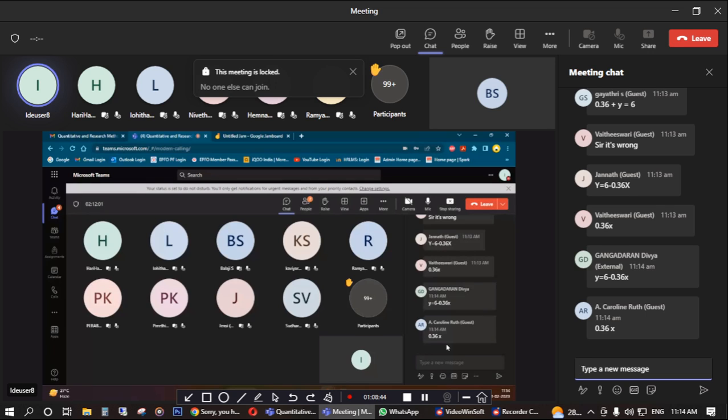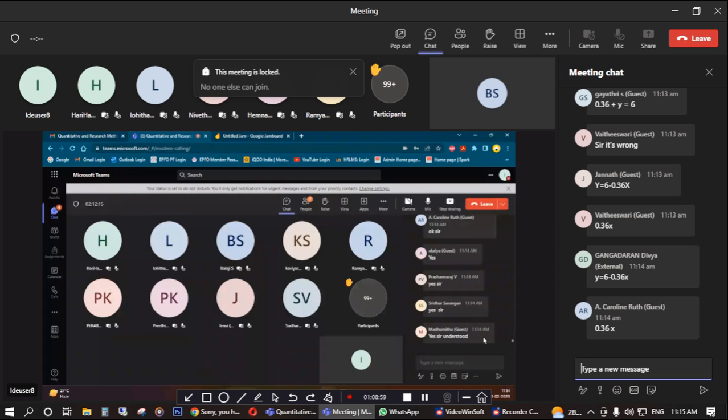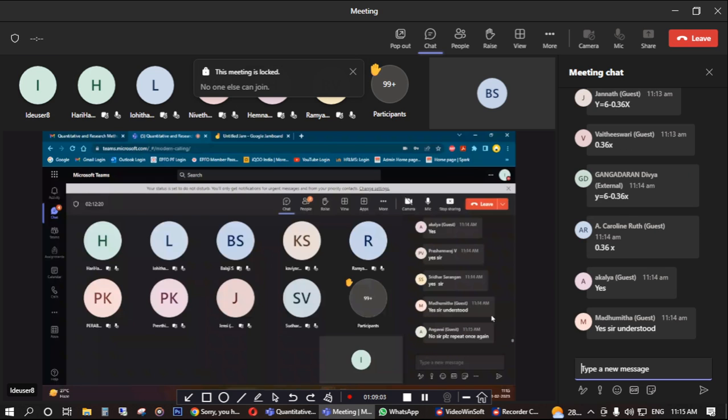Sir, it's wrong. Vaidishwari, என்னம்மா wrong? What is wrong? Equation is wrong or step is wrong? Vaidishwari says something is wrong. No, sir, please repeat once again.